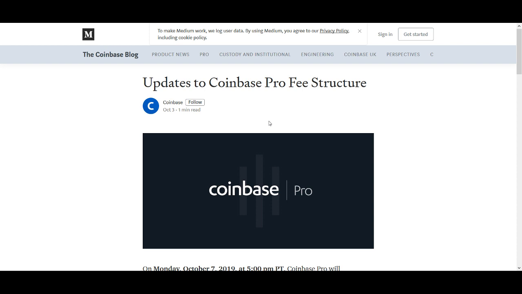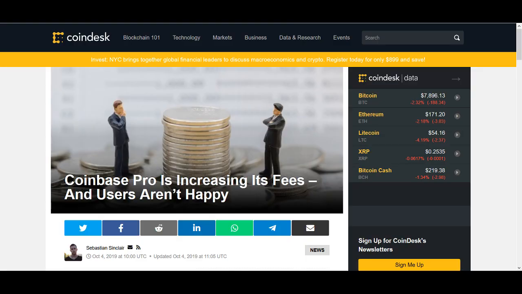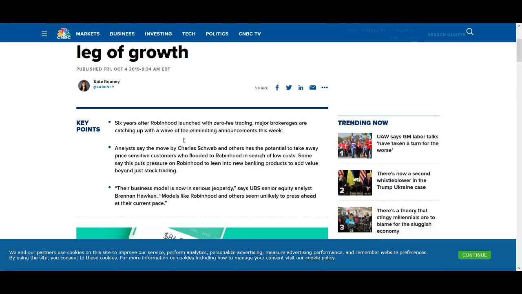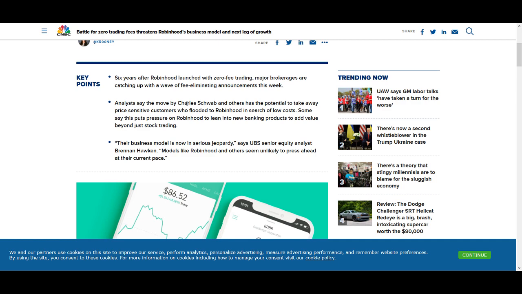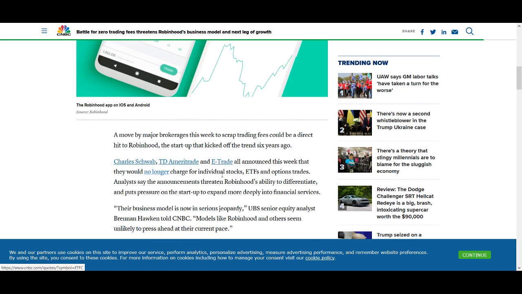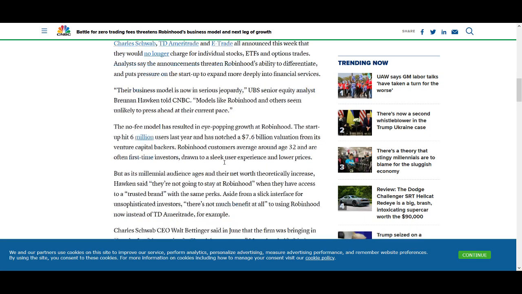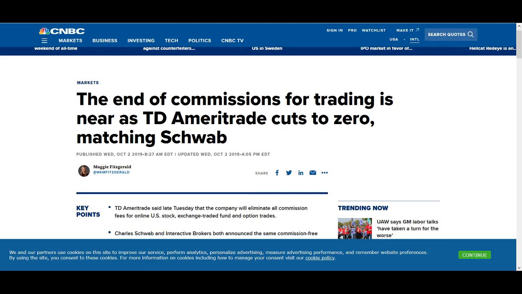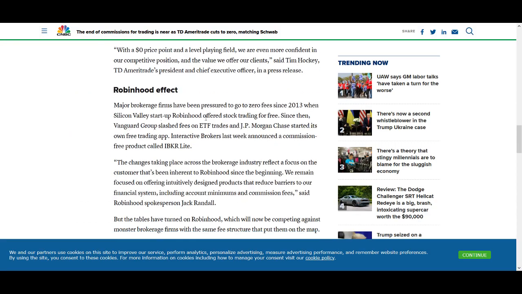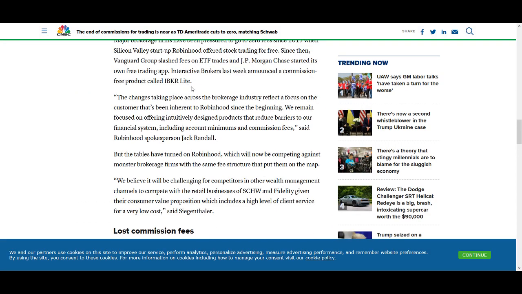I find it really surprising that Coinbase is increasing their fees, whereas in the stock market they're cutting their fees to zero. So there's a battle to zero trading fees. Robinhood used to be the first one, now the big ones, Charles Schwab, Interactive Brokers, TD Ameritrade, E-Trade, all of them are cutting to zero trading fees. I personally use Interactive Brokers. They're also bringing in IBKR Lite, which is zero commission, and it's really interesting times.